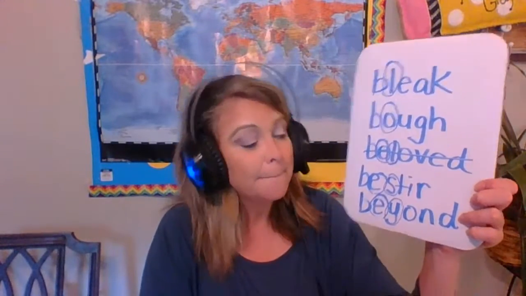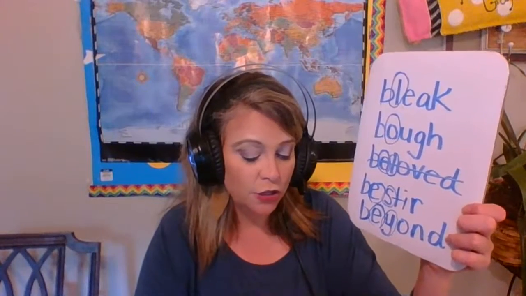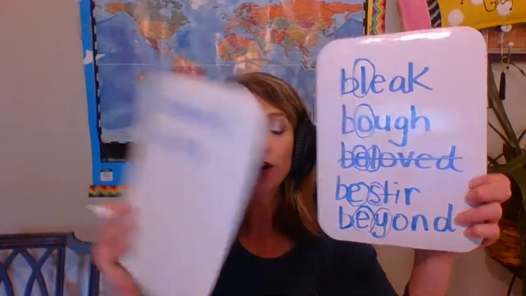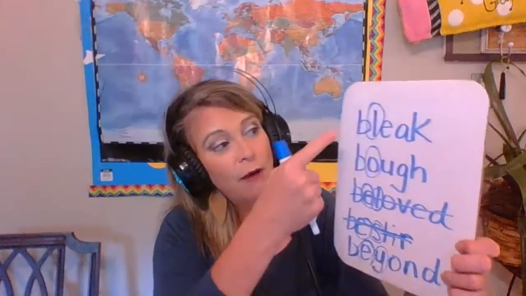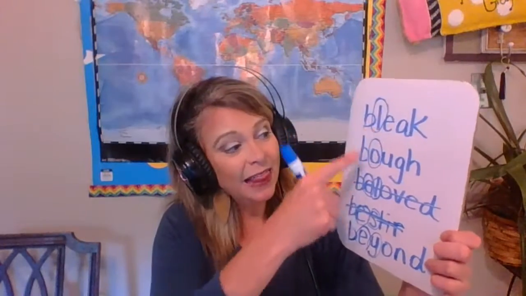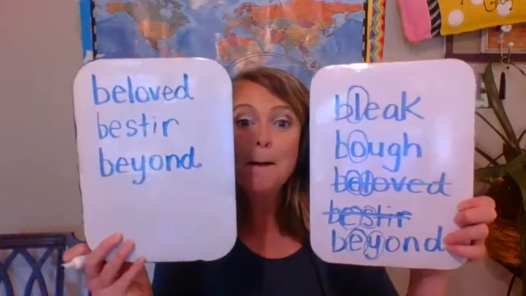Now we have B-L, B-O, B-E, and a B-E. We had to go to the third letter, B-E-S or B-E-Y. Which one comes first? B-E-S. So the second word on our list would be bestir. Okay, I'm done with this one. Now I have bleak, bow, and beyond. Which one would come next? B-L, B-O, or B-E? B-E. So the next word on my list would be beyond.